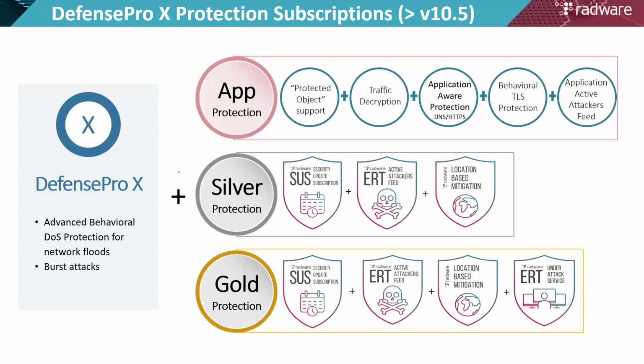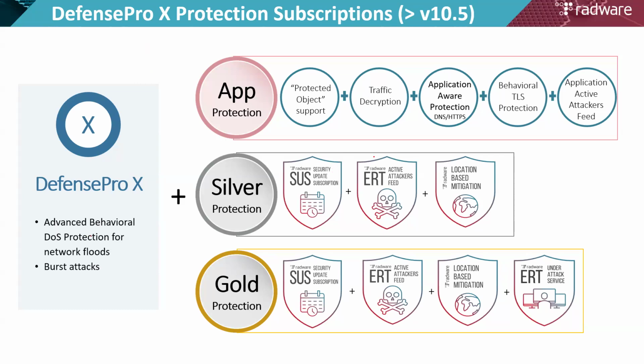Then we have silver protection. Silver protection gives you these features. We have the security update subscription, which provides you security updates weekly. It is used to protect against known vulnerabilities. Let's suppose we come to know of any attack on a server globally, then we design a signature and that signature is passed on to our customers. If you're subscribed to the security update subscription, then we'll be supplying the signature to you periodically to make sure that you're safe against those kinds of known attacks.